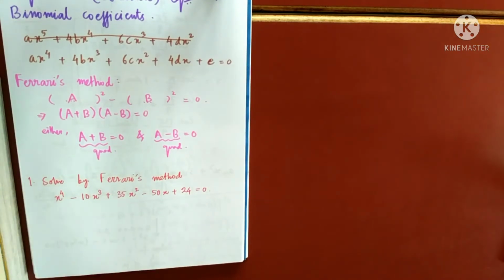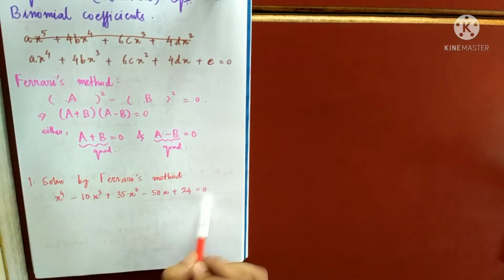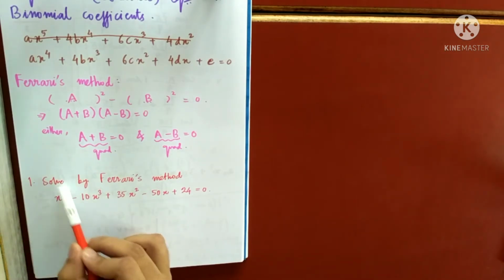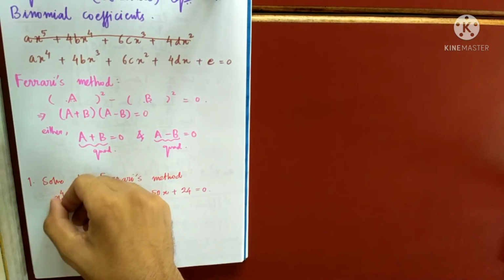Here a is already 1. So multiplying by a makes no sense. But remember, the first step will always be to multiply by this number. Suppose there would have been 2 here, you will first multiply by 2 so that this becomes 2 square. You can talk about square now. But here we don't need this step because it is already 1.